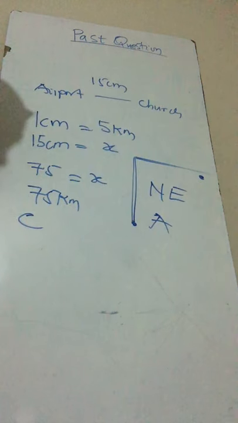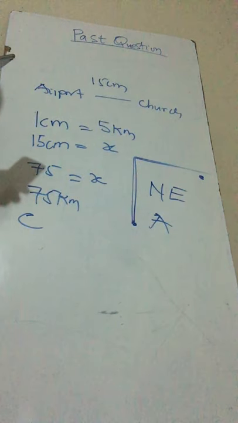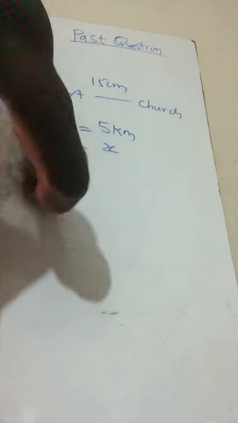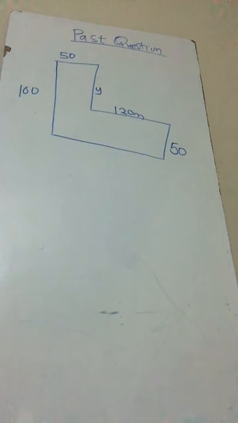Question 22 is A. Alright, so let's go to question 23. Let's go to question 20. Another simple question. They've given you a diagram like this. They say here is 50, here is 100, here is Y, here is 120, here is 50, right? Okay, and then they've asked you to find this side, Y.